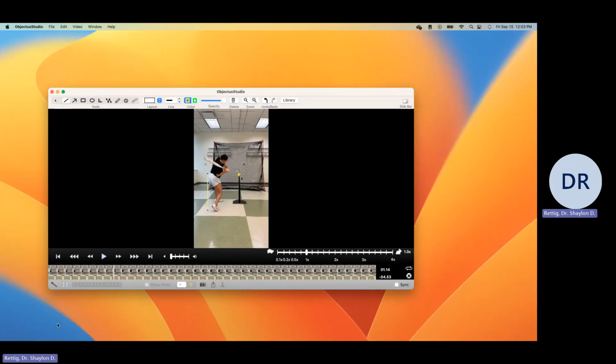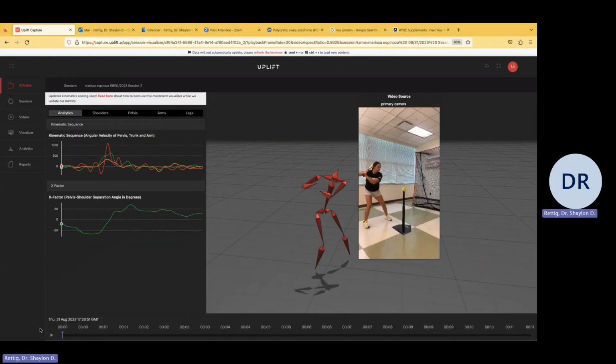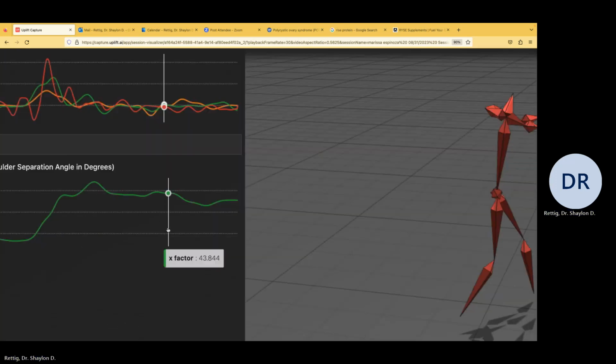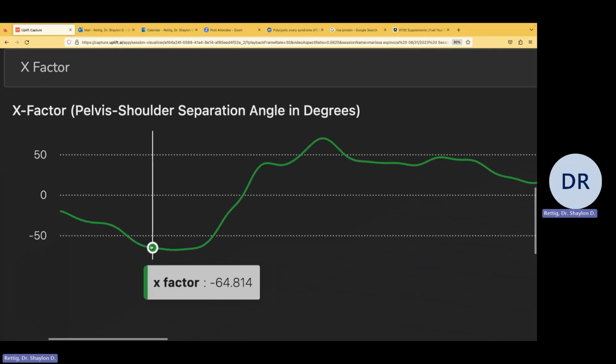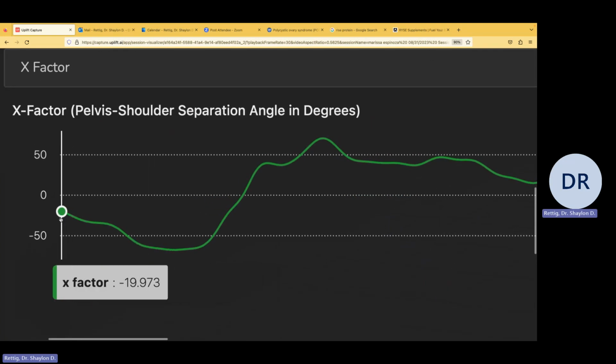And so I'm going to switch over to the 3D analysis. This is kind of interesting here. One of the things we look for is the X factor, and that is the separation between your shoulders and your hips. This graph here is your X factor. On your X factor, you start out at about negative 19 degrees. It doesn't matter if it's negative 19 or plus 19.